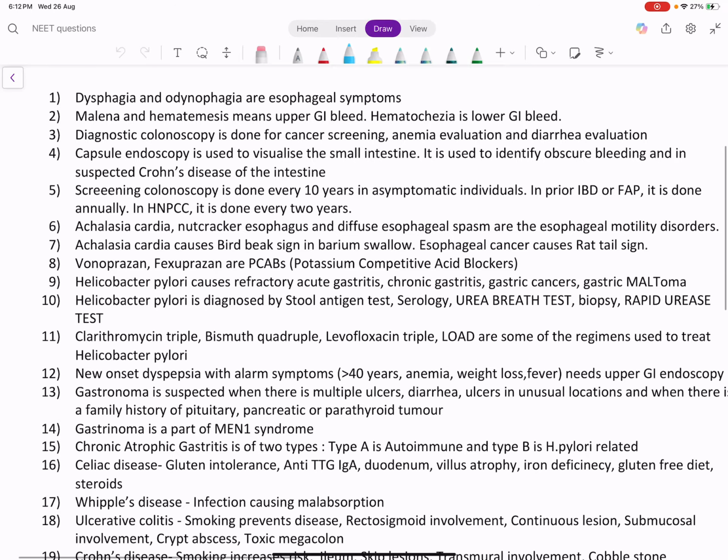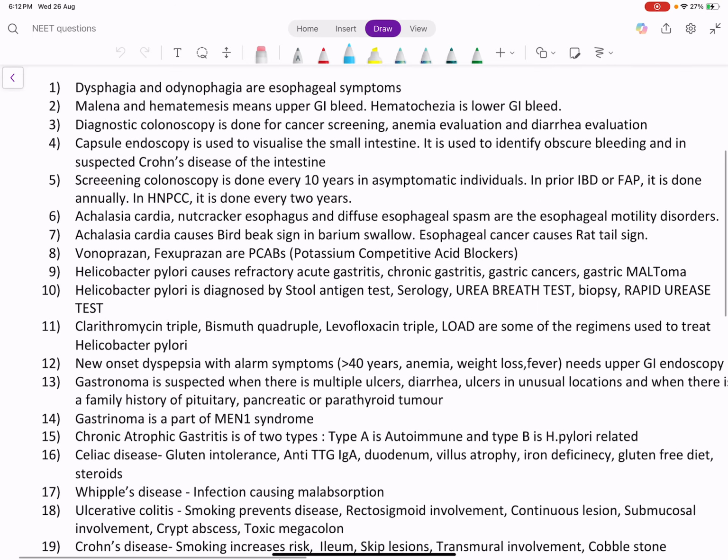So dysphagia and odynophagia are esophageal symptoms. Melena and hematemesis are upper GI symptoms. So melena and hematemesis is upper GI bleeding. Melena is altered blood through the stools, that is black tarry stools. Hematochezia is fresh blood through the anus. So hematochezia indicates a lower GI pathology. Melena indicates an upper GI pathology.